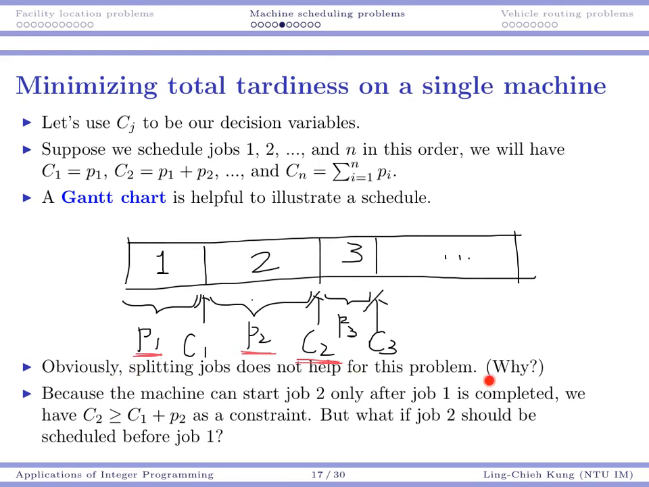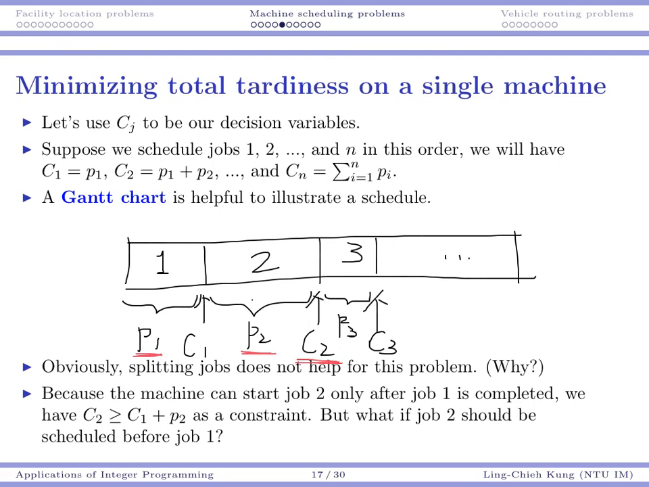Obviously, splitting jobs, again, does not help in this problem. Okay, please convince yourself why that is true. Okay, so now, obviously, this is just one option, okay, to schedule jobs one by one, or first come, first serve. That's just one option. But you want to ask whether that's optimal. So you want to search among all the possible relationships.